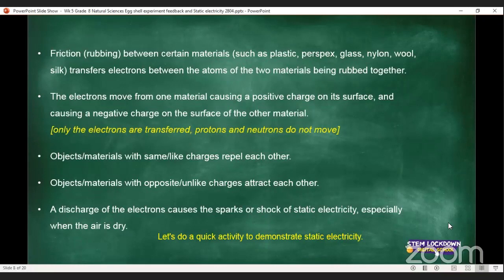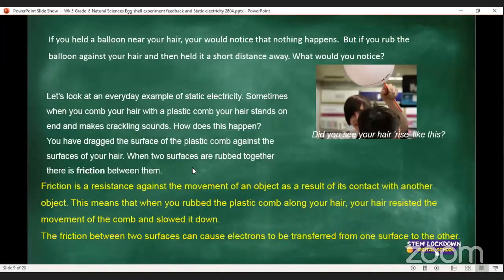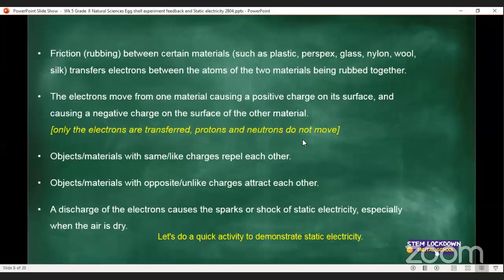The protons and the neutrons do not move. Only the electrons are transferred. The protons and the neutrons do not move because they are embedded in the nucleus. Remember, I taught you how the protons, electrons, and neutrons were arranged. The protons and the neutrons are embedded together in a nucleus, and the electrons are free to move around in the different atomic levels.